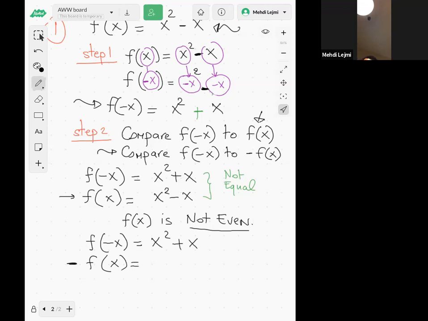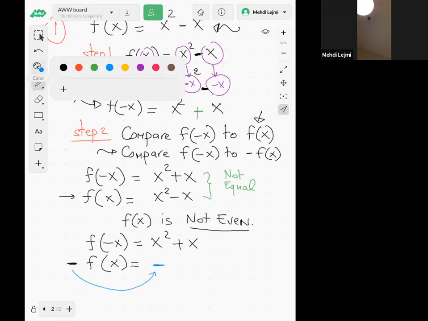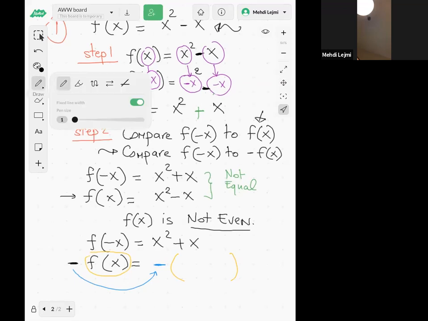So if you want to find out if the function is odd, I need to compare it to minus f of x. So minus f of x would be, this minus here will be this one here. And as I said, for f of x, we're going to need the parentheses. So here are my parentheses, and inside the parentheses I'm going to put the f of x, which is this one here, right here, which is x squared minus x.